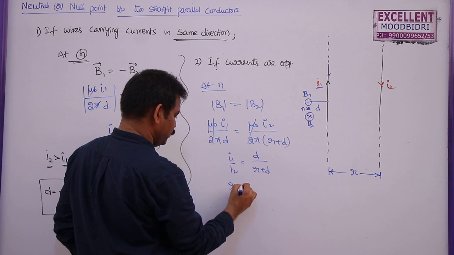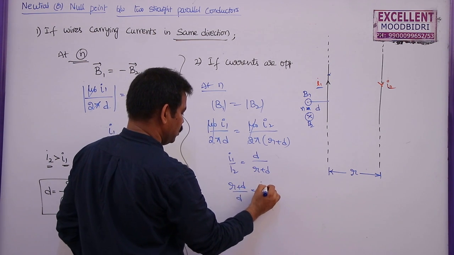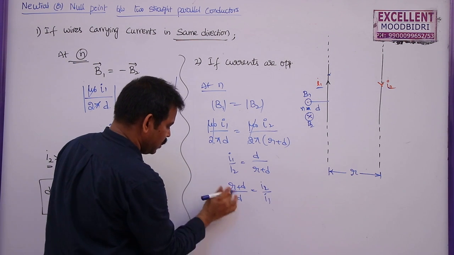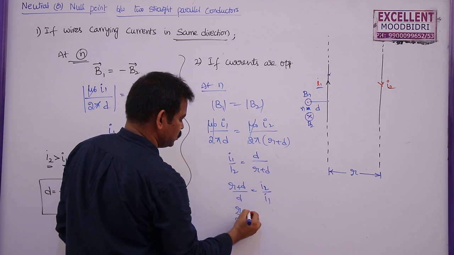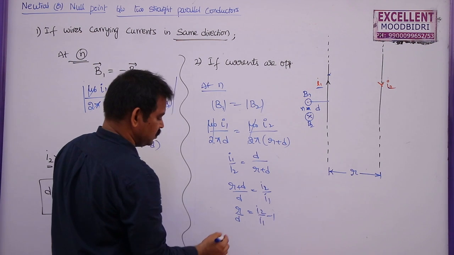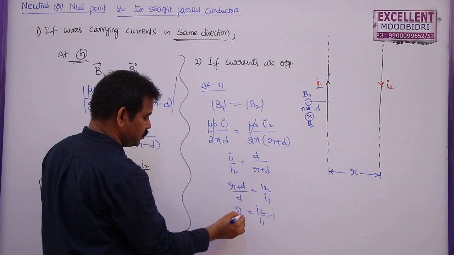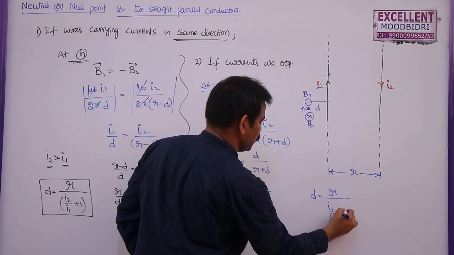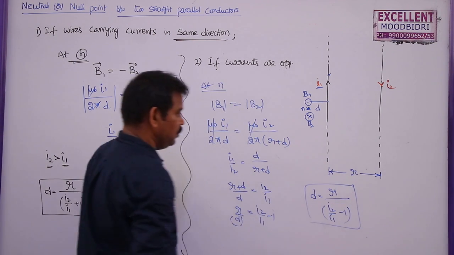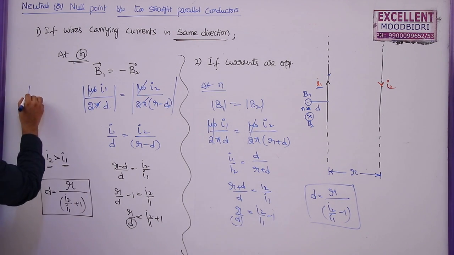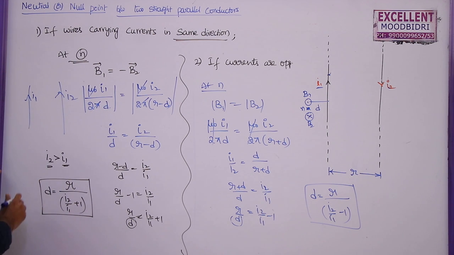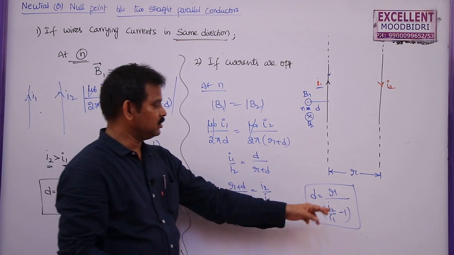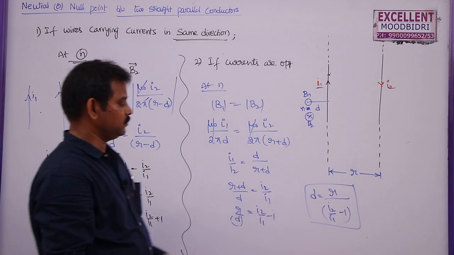Or if you reverse this, (r plus d) by d is equal to I2 by I1, so r by d plus 1 is I2 by I1, and r by d is I2 by I1 minus 1. I want the distance of this point, d. So the distance of the null point is equal to r divided by (bigger current by smaller current minus 1). Remember, if currents are flowing in the same direction, then the null point will be formed within the wires, and here you will get the ratio of the currents plus 1, but here the ratio of currents minus 1 if the currents are flowing in opposite directions.